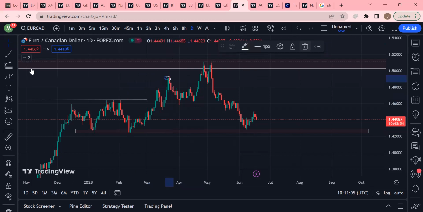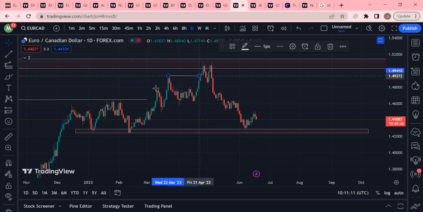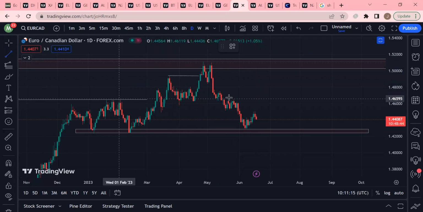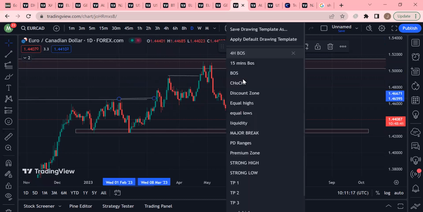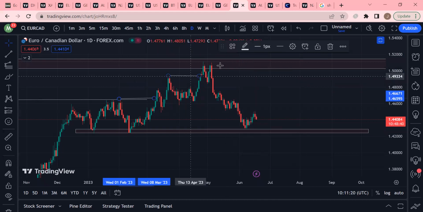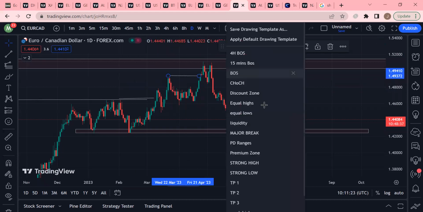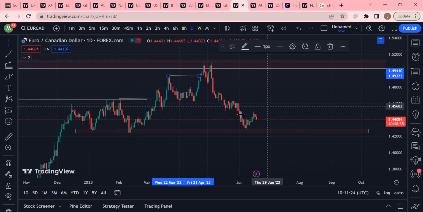Then what do you do again? You wait for another break of structure to the upside. So how many breaks of structure do you have just now? One, we had another one here. Yes, so we had two breaks of structure to the upside there. I have a reason for driving it like this, so that you can see whatever we're doing.